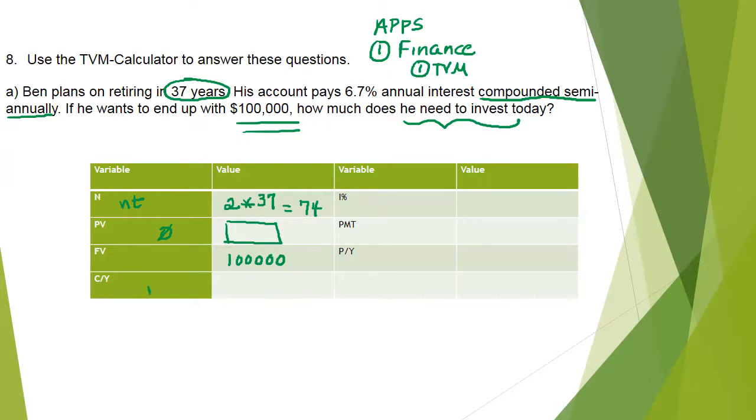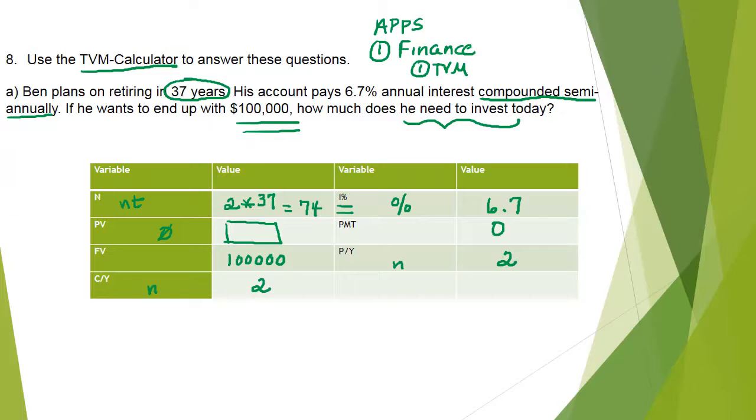C/Y is, again, that little n. How many times is it compounded per year? Again, semi-annually means 2 times a year. And P/Y is also going to be 2 times a year because that's also n. We are not making any payments, so that's 0. And here's something that's a little different. Your interest rate, when you put it into the TVM calculator, you actually enter it as a percentage.